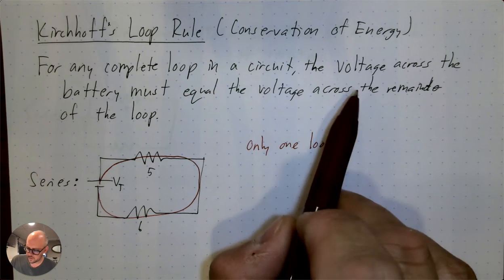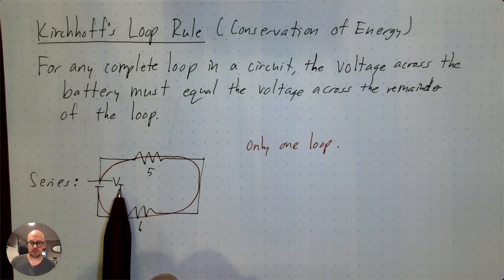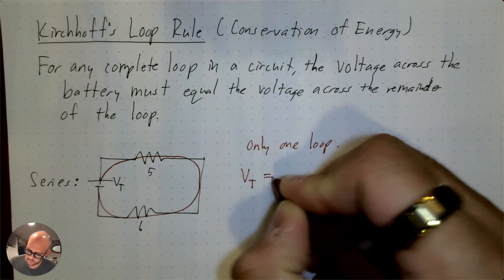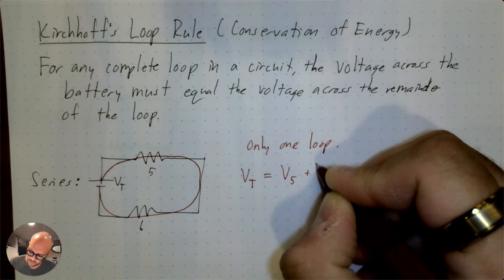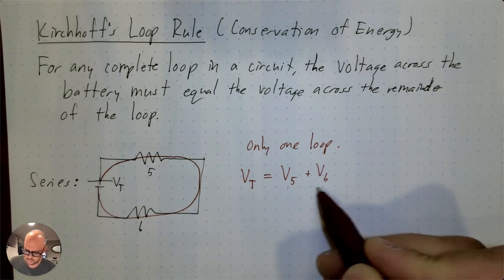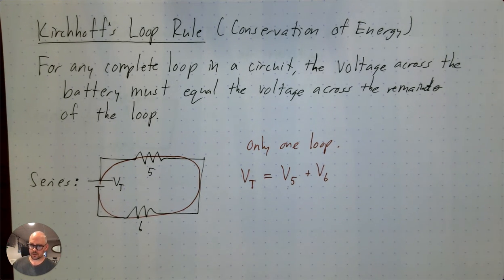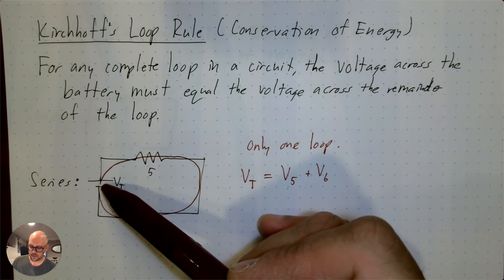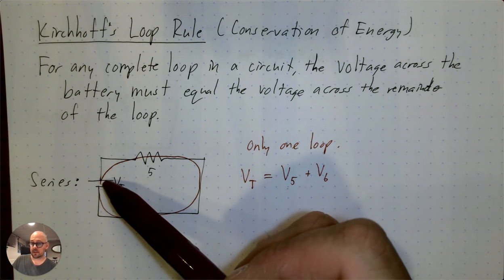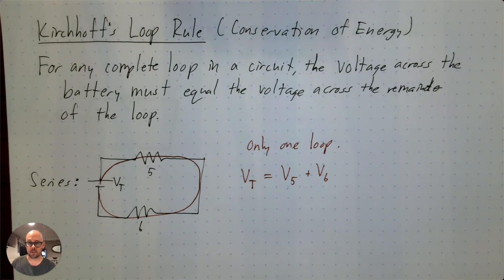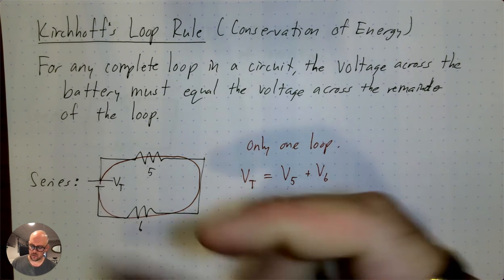So for any complete loop in the circuit, the voltage across the battery must equal the voltage across the remainder of the loop. The short version is, if I add the voltage through 5 and 6, it has to be equal to the total voltage. Voltage is all about energy. If we tell the story of an electron, it starts in the battery. Inside the battery, there's a chemical reaction, and that increases the electric potential energy of the electrons. So the battery helps the electrons store energy because of the electric field, and they have a lot of energy stored when they're in the battery.